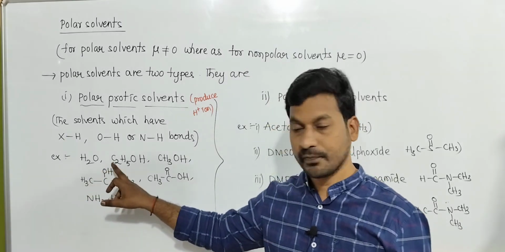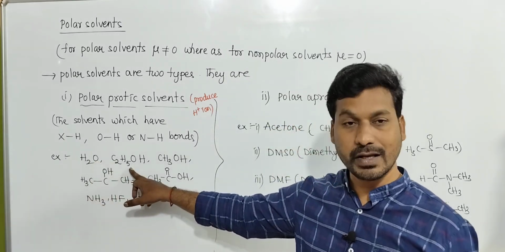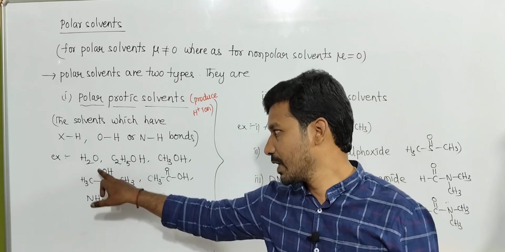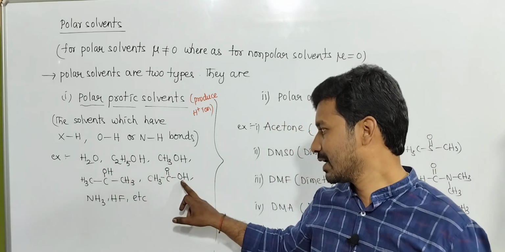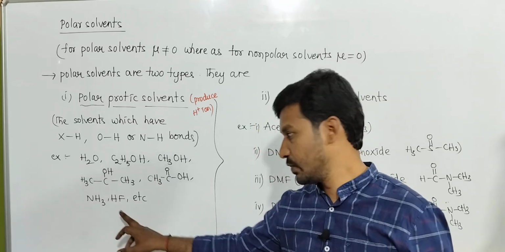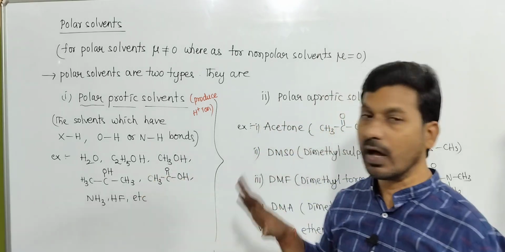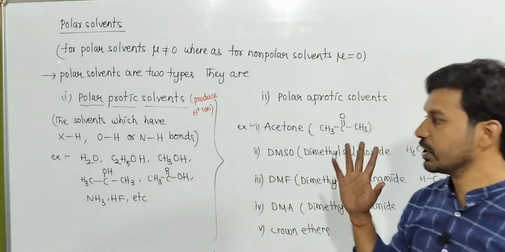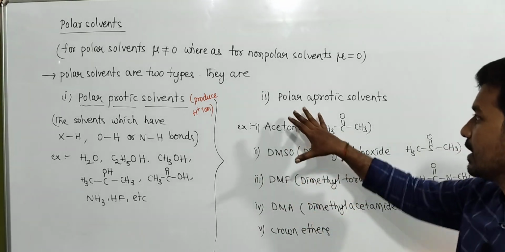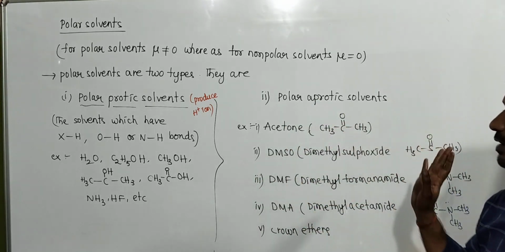Like water: in water, there is an OH bond. In ethyl alcohol, an OH bond. Methyl alcohol, OH bond. Isopropyl alcohol, OH bond. Acetic acid, OH bond. NH3, ammonia, NH bond. Hydrogen fluoride, HF bond. All these are polar bonds, and they produce H plus ions. They are polar protic solvents. Second category: polar aprotic solvents.